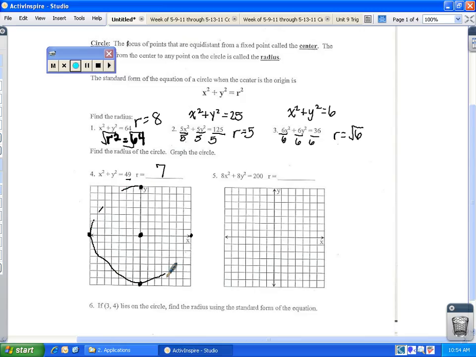And then you're just going to sketch your circle. Probably a better way to do this is to use a compass, but we're just going to go ahead and freehand it for now and sketch your circle around.